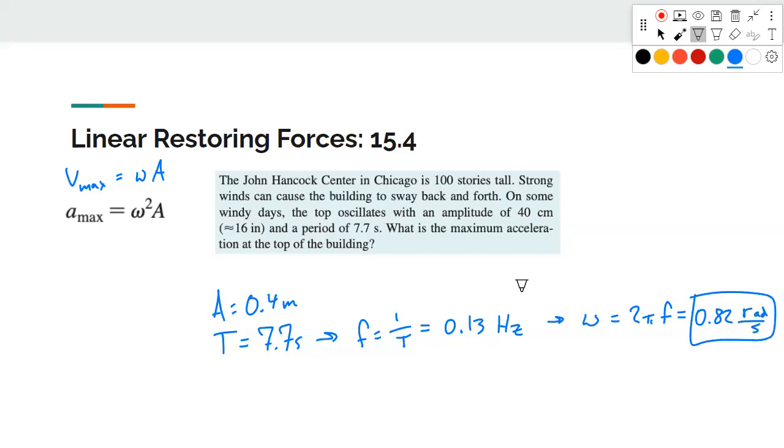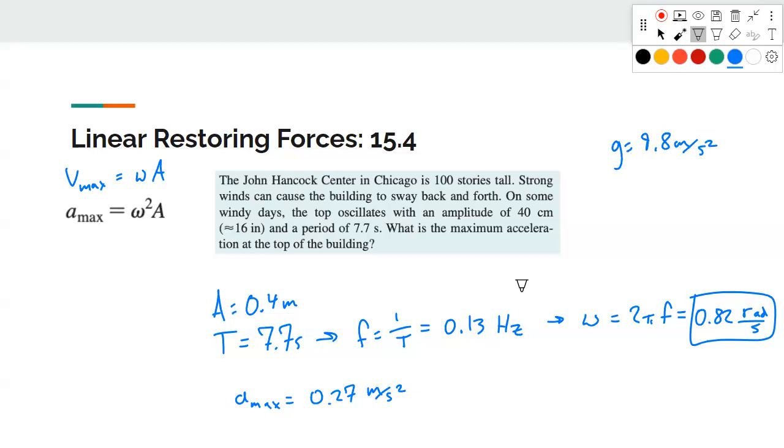And so we're almost done. We just have to plug our amplitude and our omega into this A max formula. And I get 0.27 meters per second squared, which is a very small number. Remember that g, the free fall acceleration, is 9.8 meters per second squared. So this is like 3% of that, 4% of that. So comparatively very small, which is what we would hope.